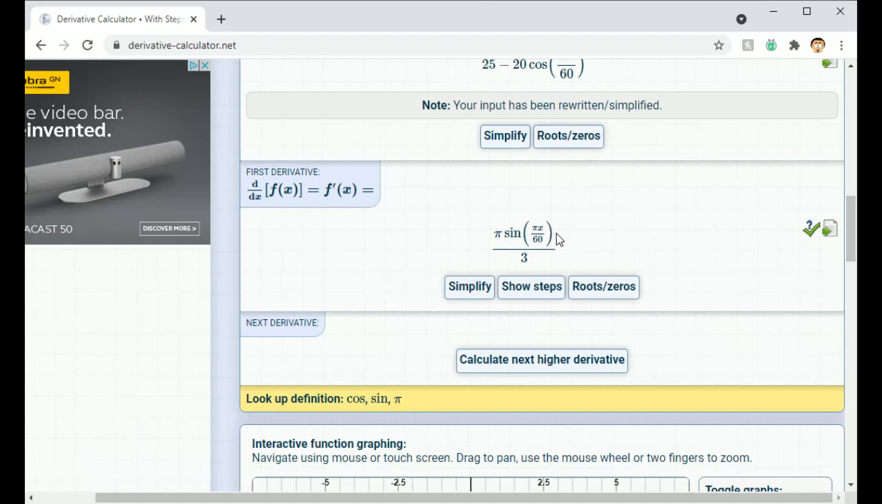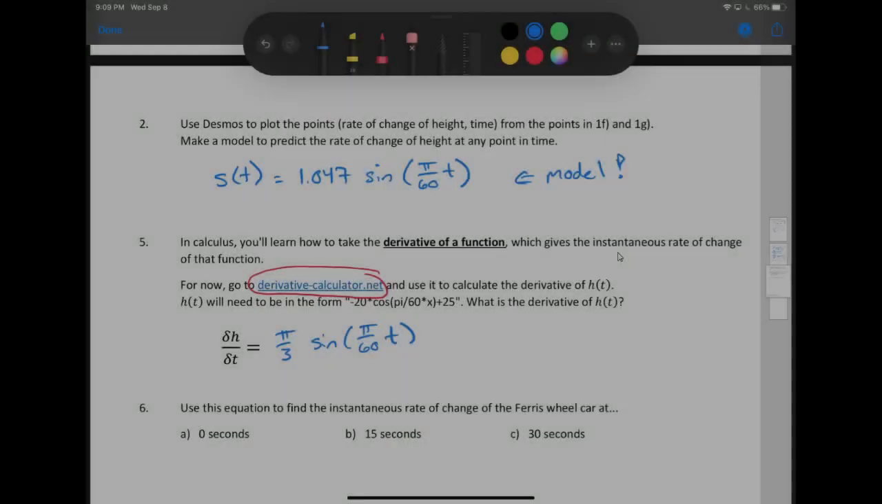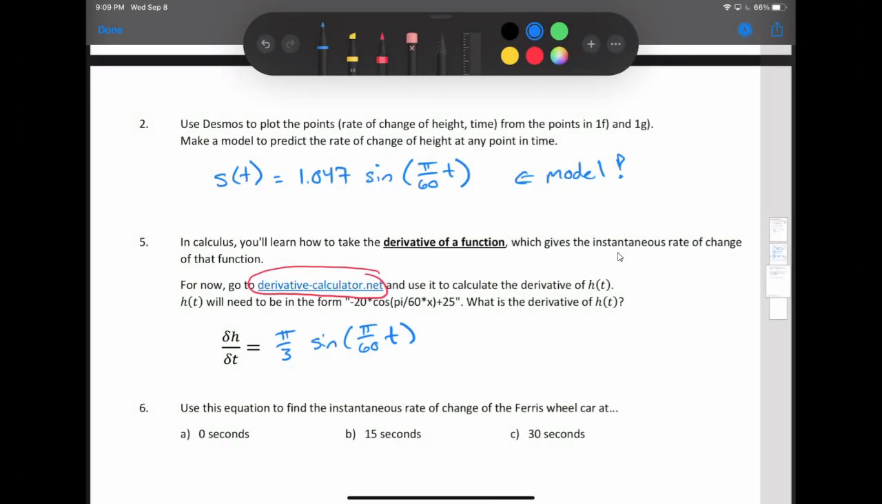I'm going to just write that down on my sheet of paper here. Pi over 3 sine pi over 60x. Okay, switching back. Does that not look a lot like exactly what we got doing a lot more work? Pi over 3, and that's why I said this number looks familiar. That's actually pi over 3, exactly, if I wanted to be really exact.